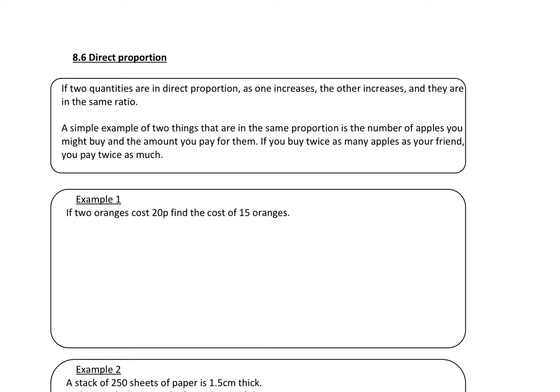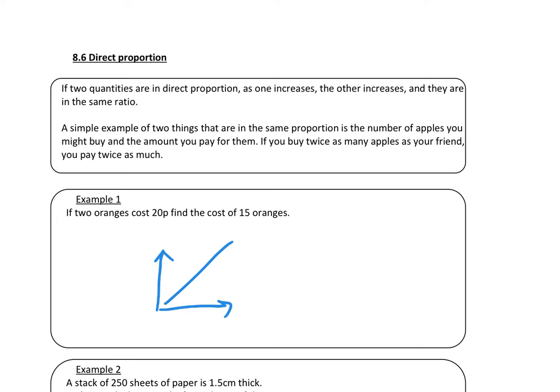In this video, we're going to look at direct proportion. Direct proportion is when, as one quantity increases, the other quantity also increases. So it would be that sort of graph. An example would be, if you're buying something in the shop, the more you buy of something, the more you should expect to pay.